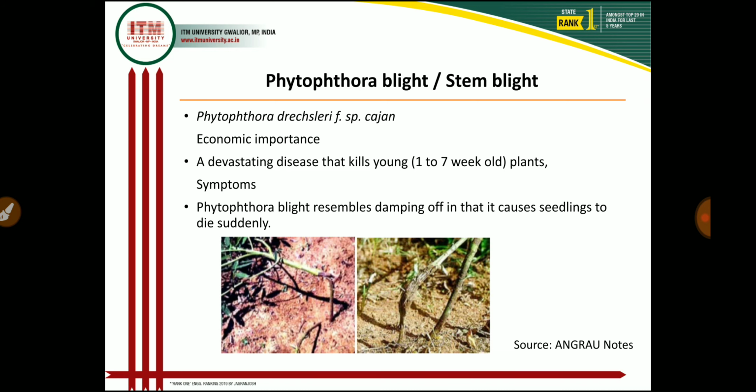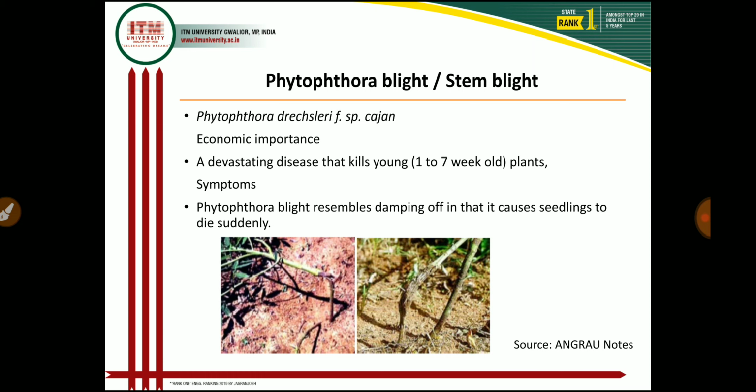Then in the economic importance part, Phytophthora blight is a devastating disease that kills young plants, that means 1 to 7 week old plants, leaving large gaps in the plant stand, because the disease kills young seedlings. So the number of plants per hectare decreases due to damage of the seedlings of the pigeon pea crop. Yield losses are usually higher in short duration pigeon pea than in the medium and long duration types. So mostly the disease affects the short duration crop more.